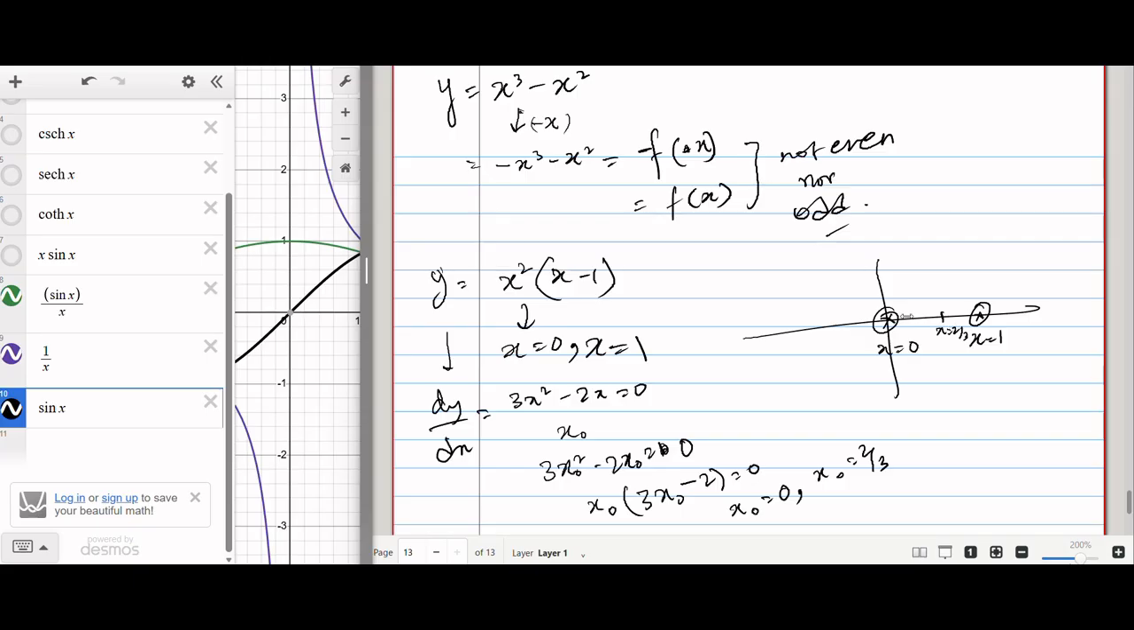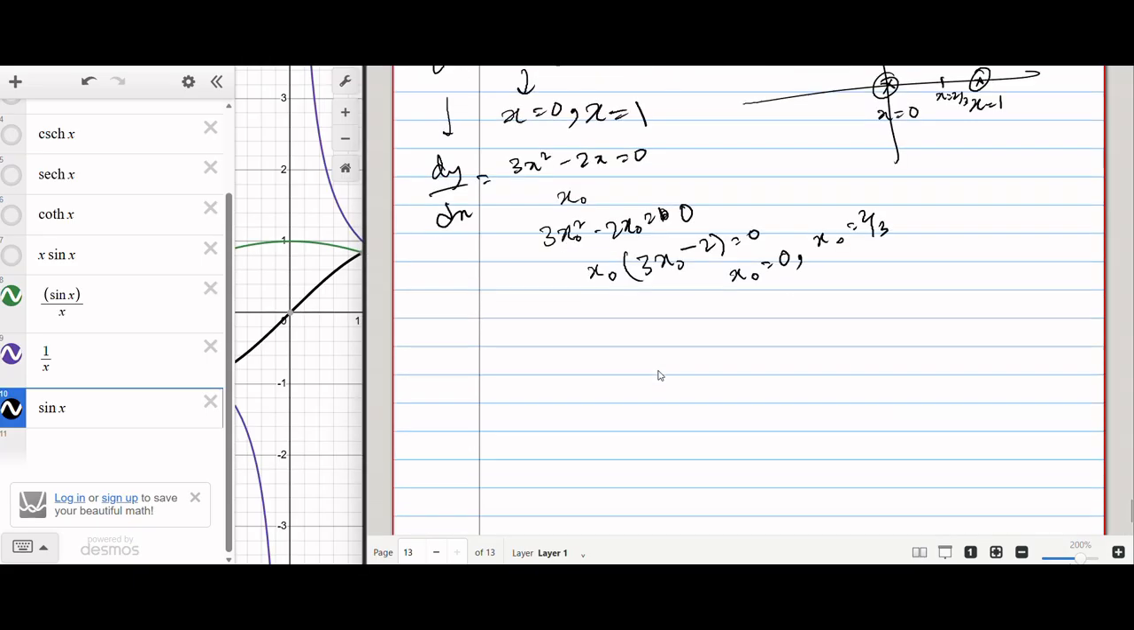We still don't know if it's a maxima or a minima, so we'll differentiate it again. What we get is 6x minus 2; at x equals 0, we get minus 2. So at x equals 0, it's a maxima.